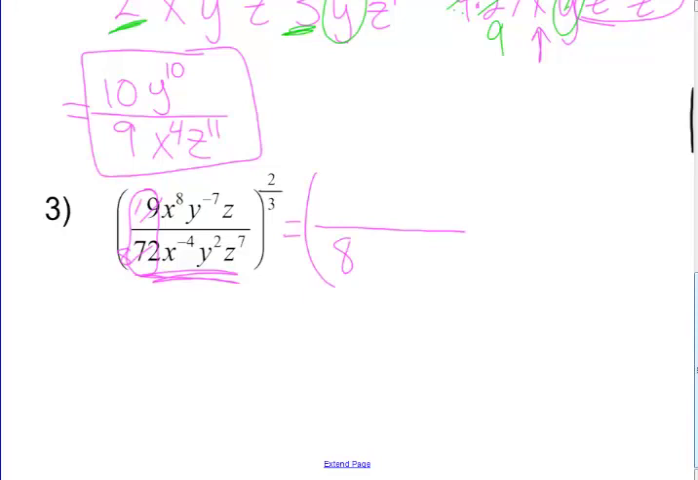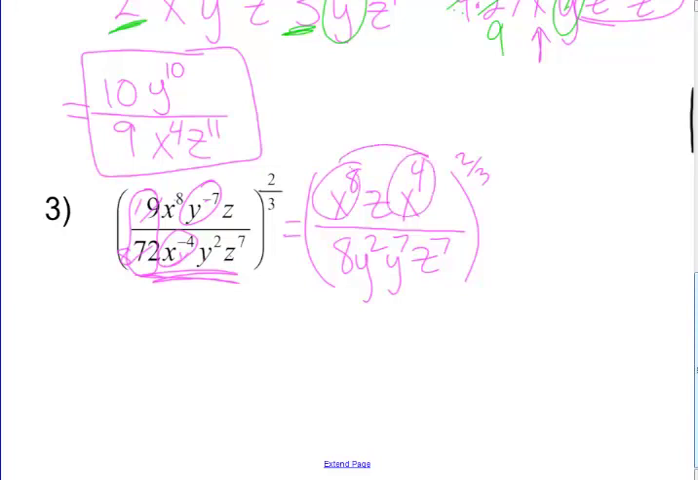I have some negative exponents there, so I'm going to move some around. So I have x to the 8, y to the 7 on bottom. So this negative exponent I moved to the bottom, so it's positive. I have a z on top. I have this negative exponent, x to the negative 4th on bottom. I'm going to move it to the top. Y to the 2nd, z to the 7th.